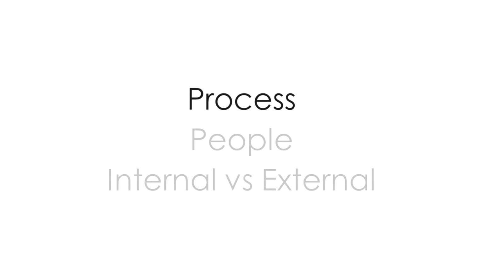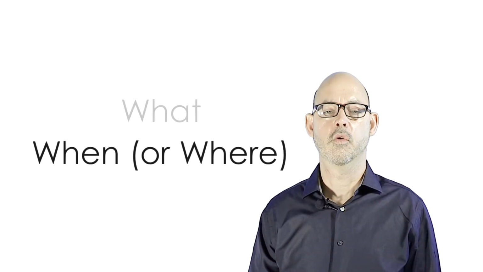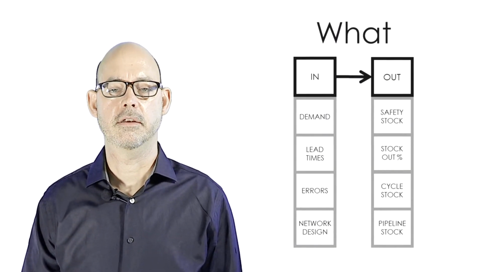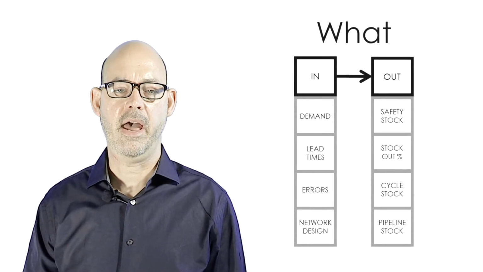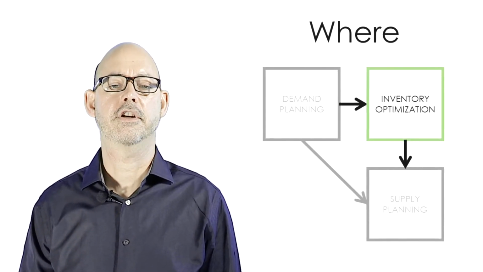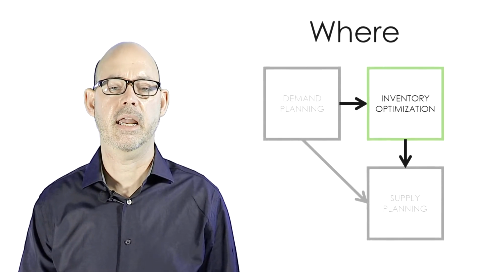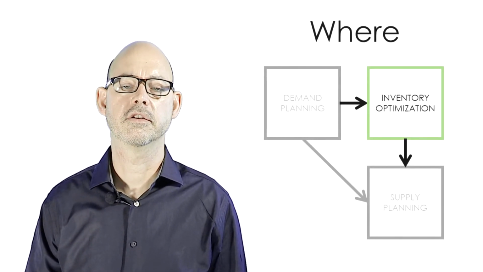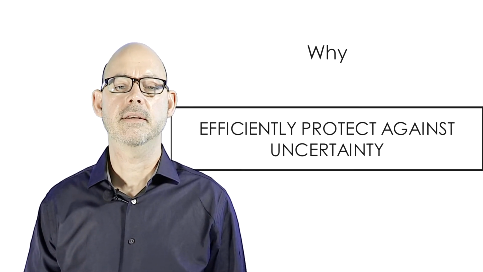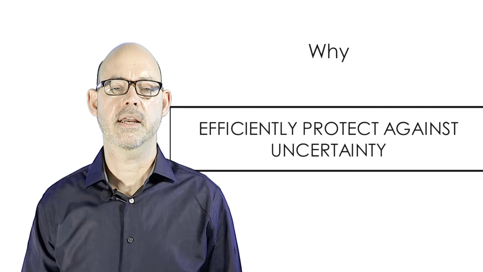Let's get started. We could spend hours on an I/O process, but for this talk, I just want to focus on the what, when, and why. What, in that these inputs go into and these outputs come out. Where, in that the process occurs after your demand planning process and during or before your supply planning process. And why, in that the purpose is to hedge your inventory position against uncertainty.